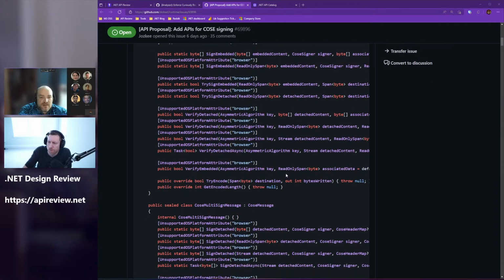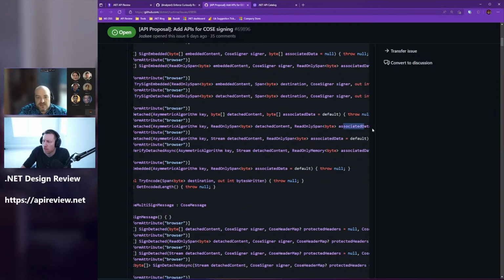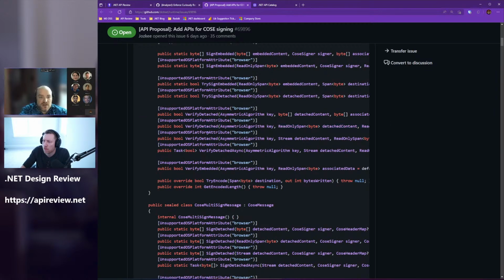Yeah. And okay, so now verify. The signs take this object called a COSE signer because they have to specify a whole lot of options. For verify, most or all of the options are now embedded in the content. The only thing you need to provide is the key. And so we take that as asymmetric algorithm, which is the base class of all possible keys that could ever work. Also of some keys that couldn't work. It's up to you to know what to pass in.